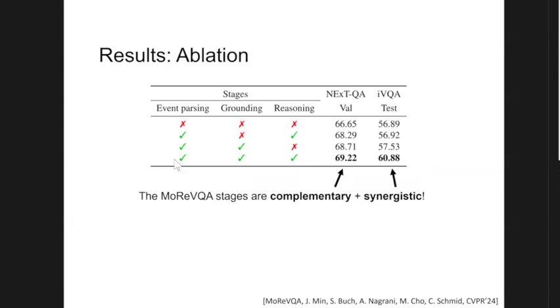Here, if you look at the different components, the event parsing, the grounding, and the reasoning, on the top row we see the results without any of these. By adding the event parsing, we see an increase in performance, by grounding another increase, and the largest increase we get from the reasoning module. The reasoning module puts all the information together and really teases out the relevant information.